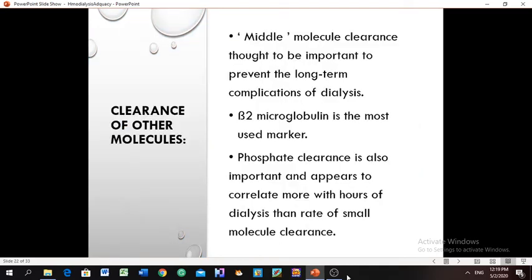Clearance of other molecules. Middle molecule clearance is thought to be important to prevent the long-term complications of dialysis. Beta-2 microglobulin is the most used marker. Phosphate clearance is also important and appears to correlate more with the hours of dialysis than the rate of small molecular clearance.